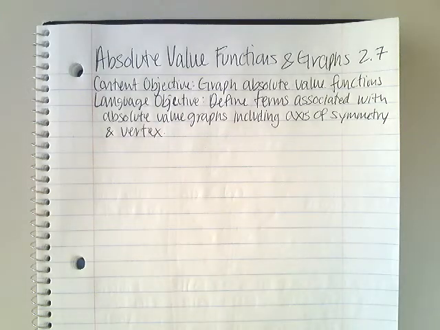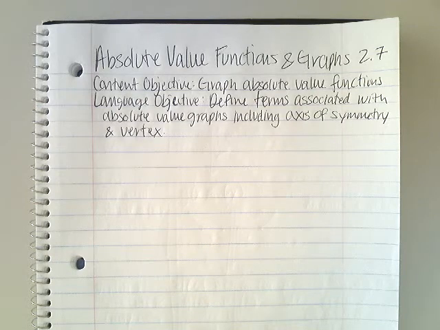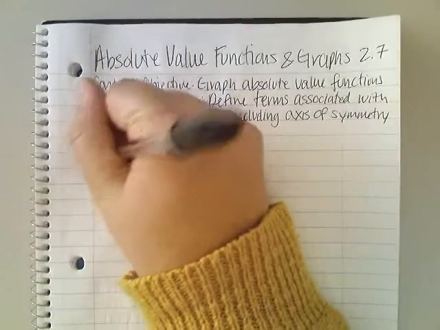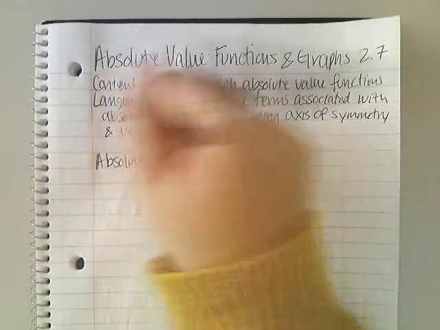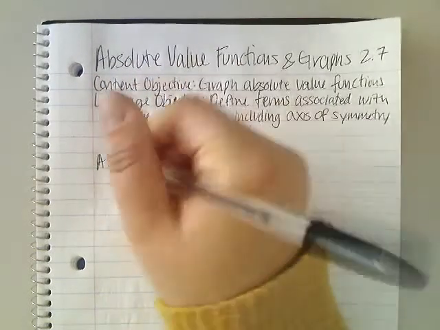Okay, today's notes are on absolute value functions and graphs, section 2.7, and our content objective is to graph absolute value functions, and our language objective is to define terms associated with absolute value graphs and functions, including axis of symmetry and vertex. So we're going to start by drawing an absolute value parent function.